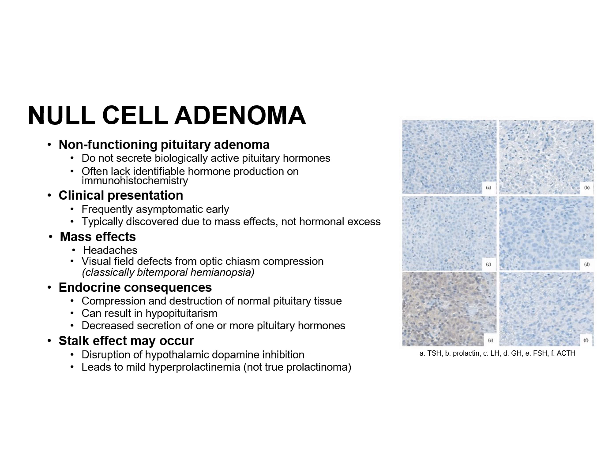On H&E, you'll see sheets of uniform cells, but immunostains for pituitary hormones come back essentially negative, as you can see from the picture there on the right. The tumor is silent until it gets big enough to start knocking on walls. Mild hyperprolactinemia may still occur due to stalk effect, but this is not a true prolactinoma.